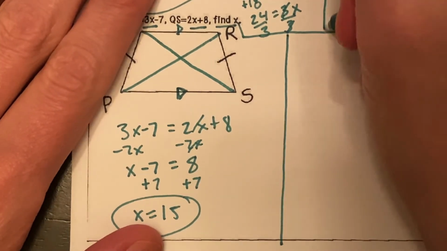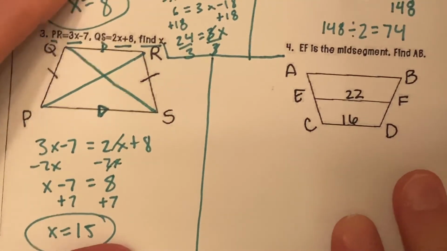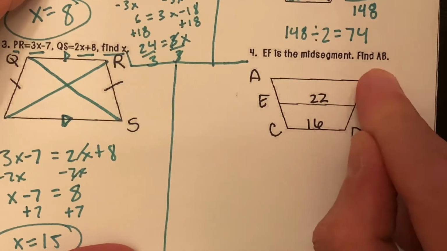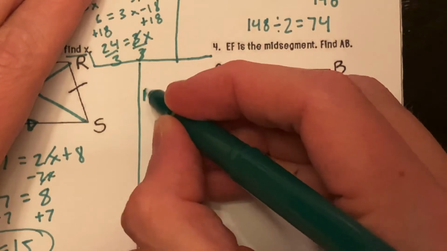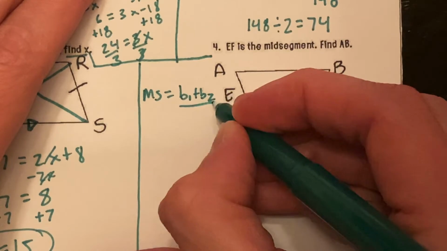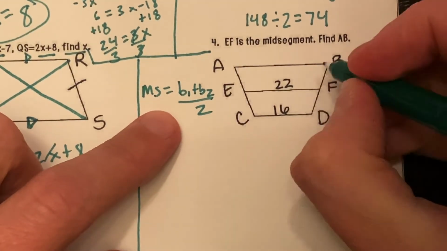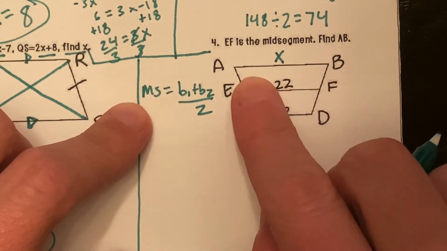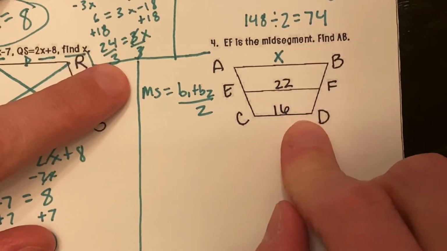I want to separate all these so I know which one goes with which. Okay, the last one. EF is the mid segment, so it's in the middle. Find AB. So first off, what is the formula for a mid segment? Your mid segment equals base 1 plus base 2 divided by 2. Do we know what base 1 on top is? No, so I'm going to put an X. Do we know the mid segment? Yes, it's 22. Do we know the other base? Yes, 16. So we're going to plug in what we know.